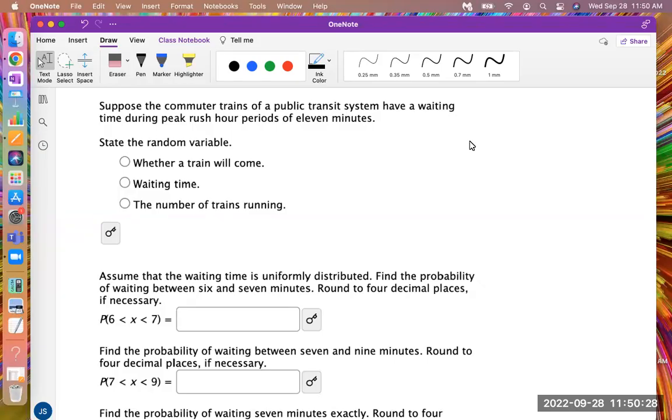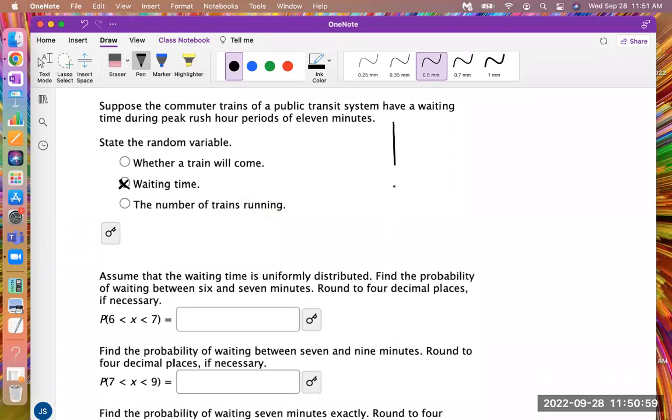Suppose the commuter trains of a public transit system have a waiting time during peak rush hour periods of 11 minutes. State the random variable. The characteristic of interest is the waiting time. And assume the waiting time is uniformly distributed.